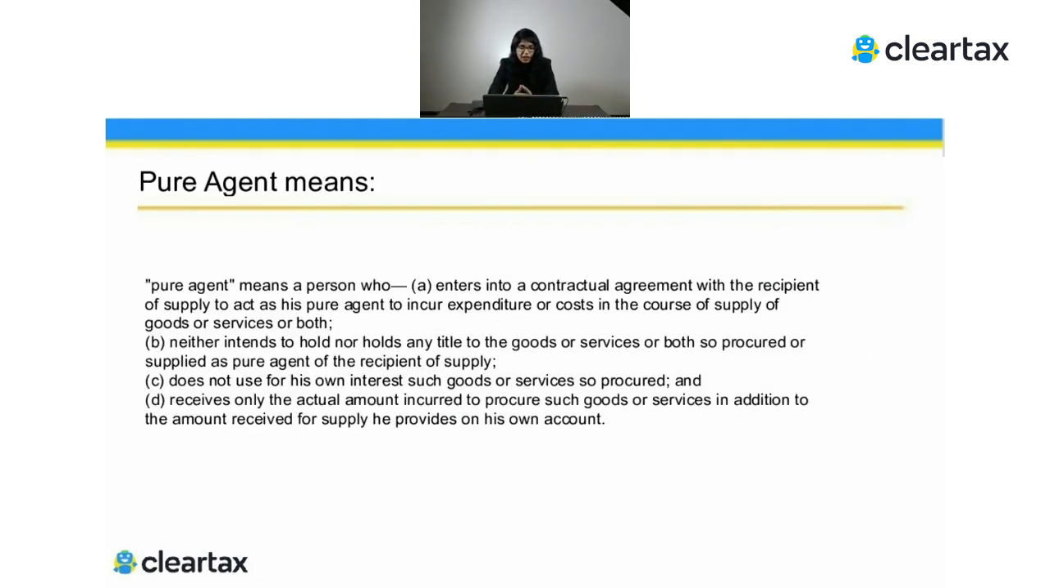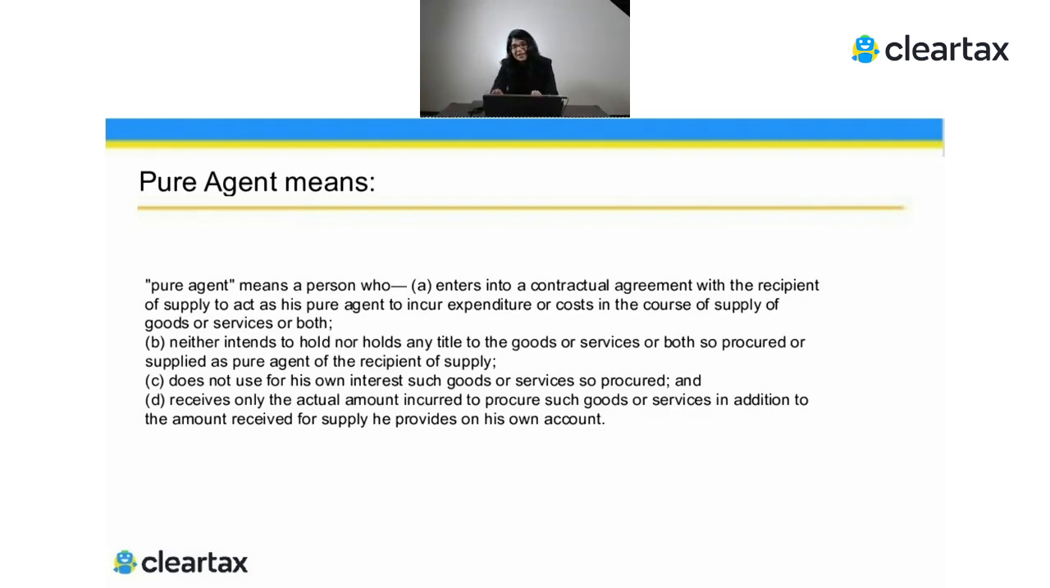So here we'll also understand the definition of a pure agent. It's someone who enters into a contractual agreement with the recipient of supply to act as his pure agent to incur expenditure or cost in the course of supply of goods or services or both. Neither intends to hold nor holds any title to the goods or services or both so procured or supplied as a pure agent of the recipient of supply, does not use for his own interest such goods or services so procured, and receives only the actual amount incurred to procure such goods or services in addition to the amount received for the supply he provides on his own account.